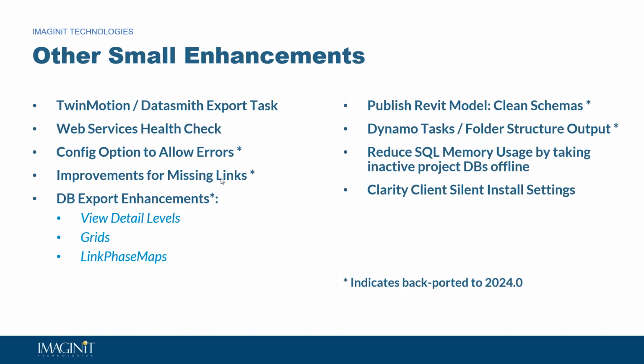Let's see, we've got some improvements for missing links. We didn't used to have an understanding in BIM 360 of whether something was missing because it was unloaded in a workspace versus missing because it was actually not found. That's actually been addressed. We've got some enhancements to the data that we can export based on some things that people specifically wanted to know that we weren't doing.